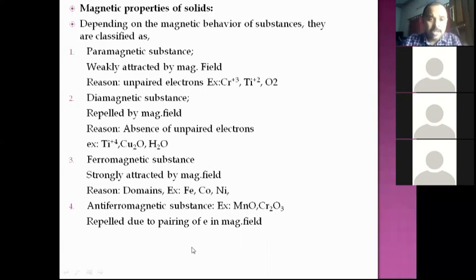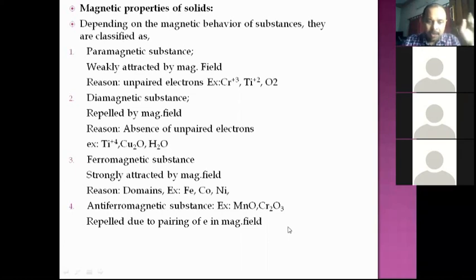Sir, then this diamagnetic is the same? No, no. They will have magnetic moments in the absence of a field similar to ferromagnetic, but they get cancelled off against each other in the external magnetic field. That's why this class is different. Antiferromagnetic substances are like MnO, Cr2O3 and so on.